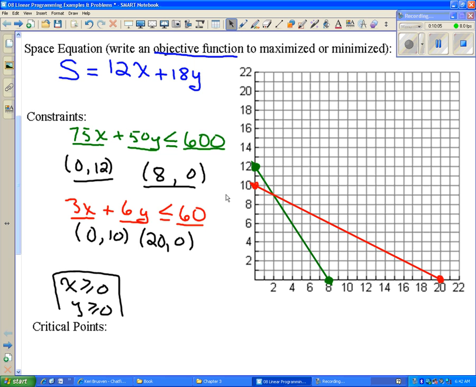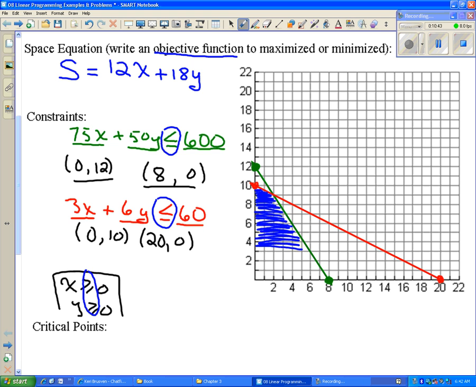So remember, I wanted to maximize. My objective function I wanted to maximize. So at this point, I need to find my critical points. Since I'm maximizing this, since I have here less than or equal to 600, less than or equal to 60, the area that they share, by the way, I also have greater than or equal to 0 and greater than or equal to 0 down here. The area that they all share is what I am shading in blue now.